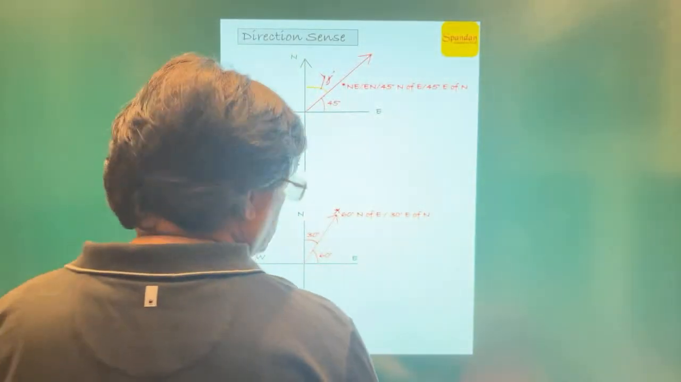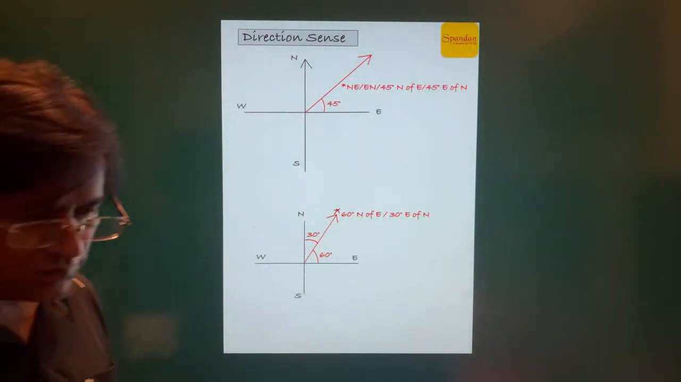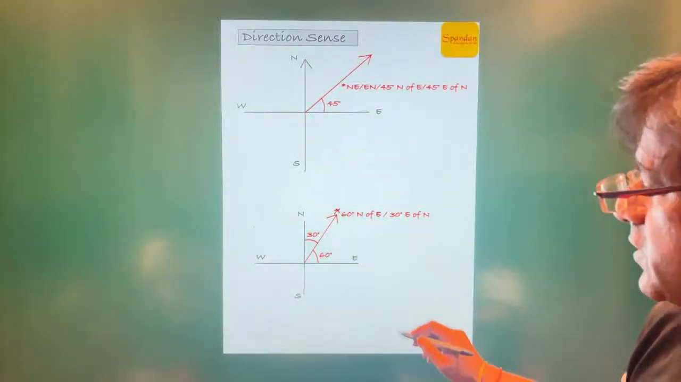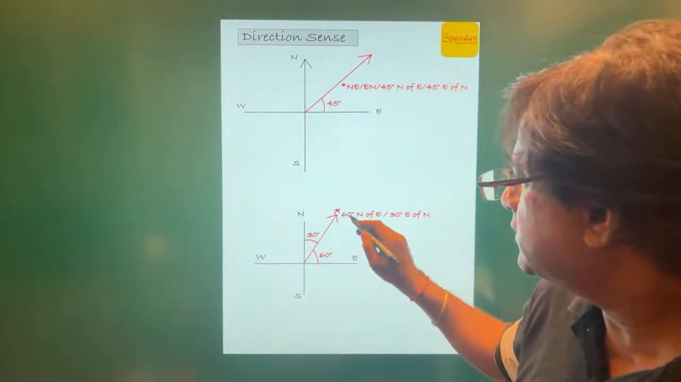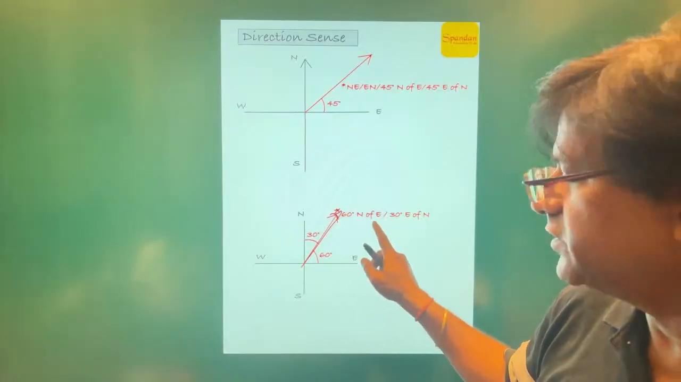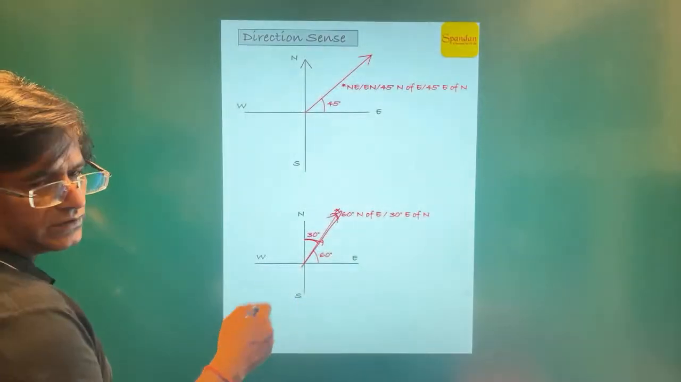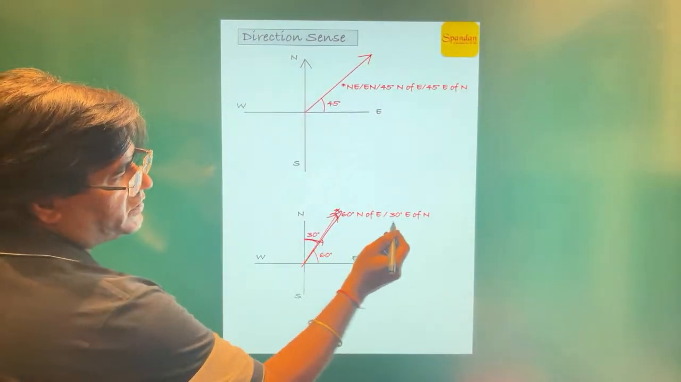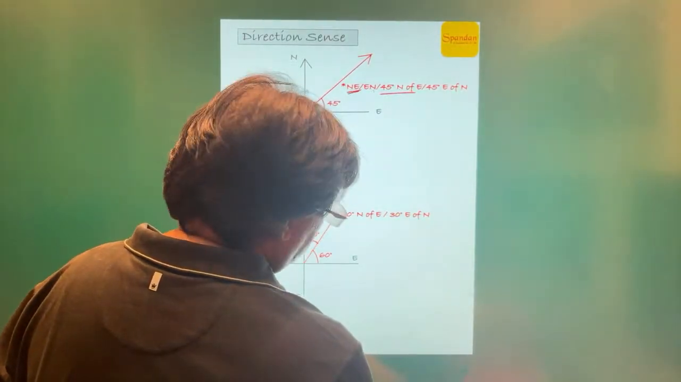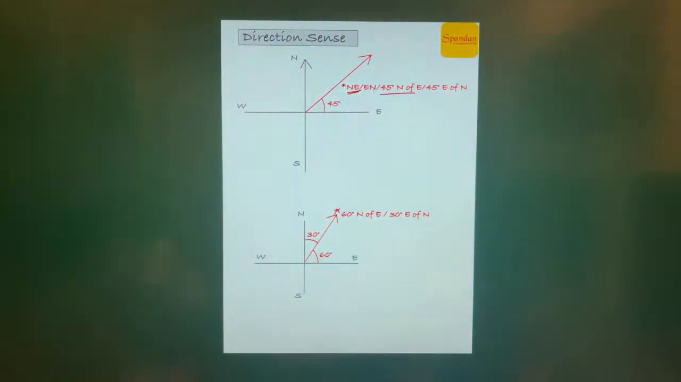So this is how a vector's direction can be written, right? Next we will see another vector, and that vector is say directed at 60 degrees. It makes a 60 degree angle, so its direction is called 60 degree north of east, and it makes 30 degree with the north, so it will be called 30 degree east of north. So in this way we can define a vector's direction. This is called direction sense.